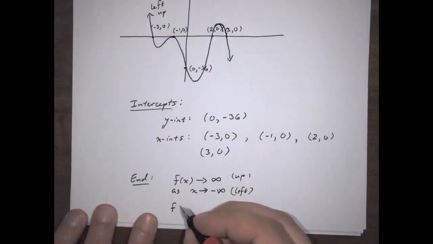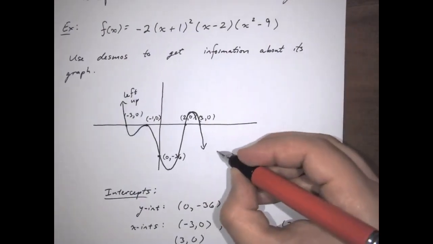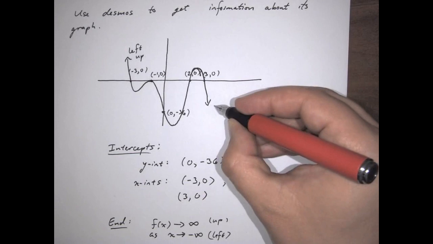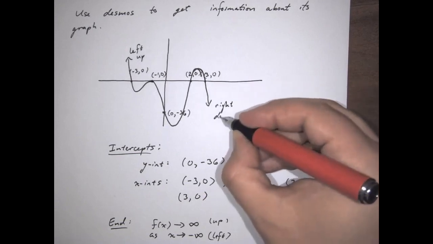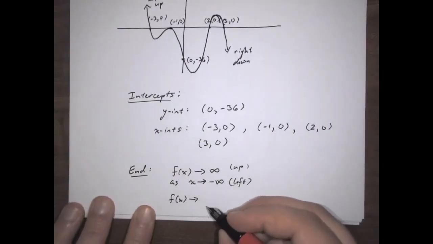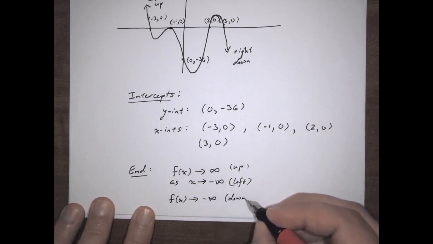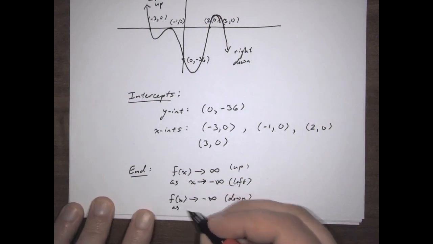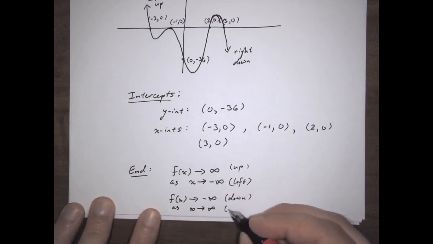And furthermore, we can tell that f of x goes to, so that's now this arrow down here. So this is going to be right and down. So we can state that as f of x goes to negative infinity, that's the down part, as x goes to positive infinity, that's the right part.